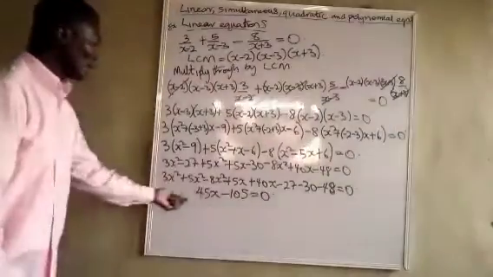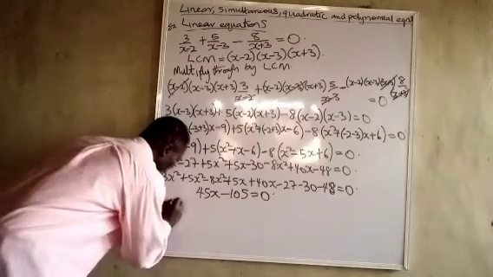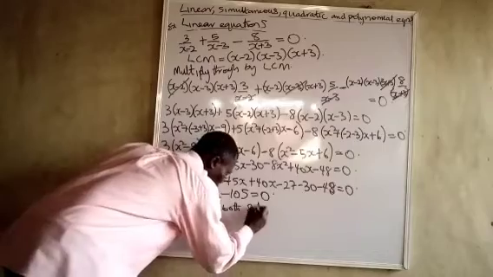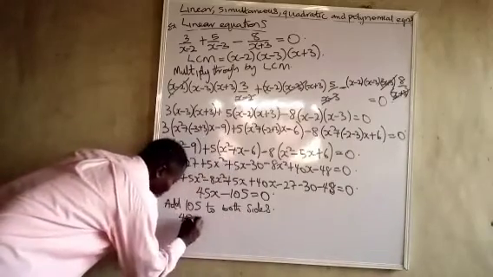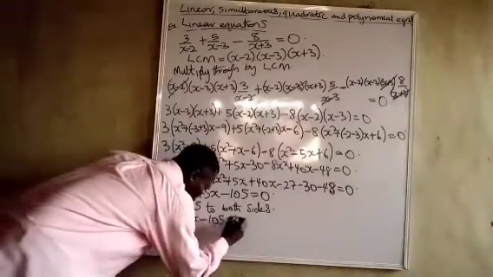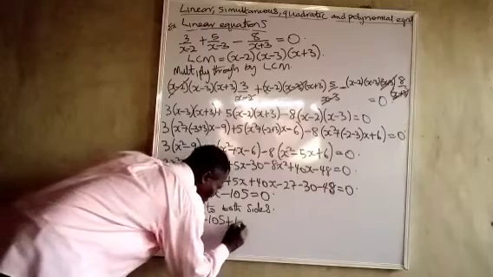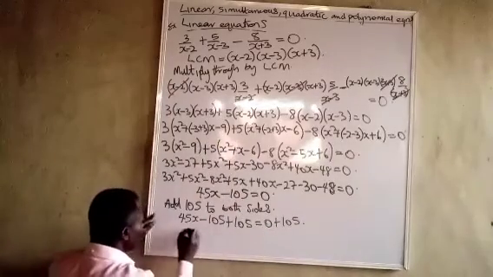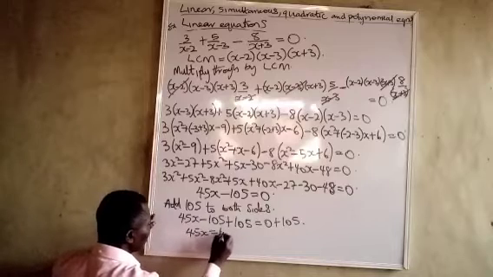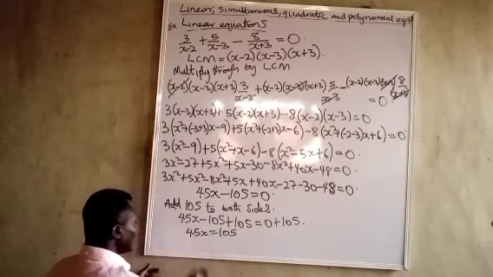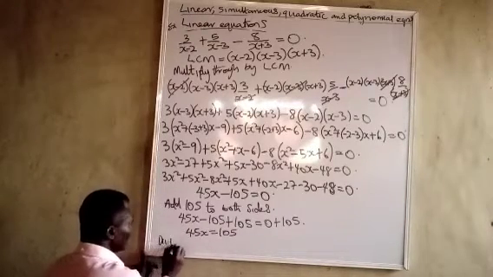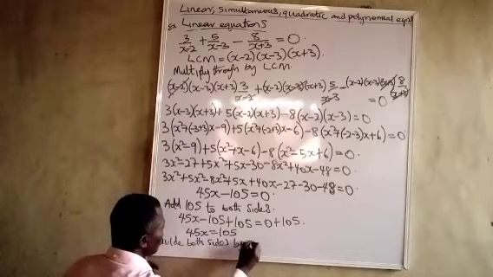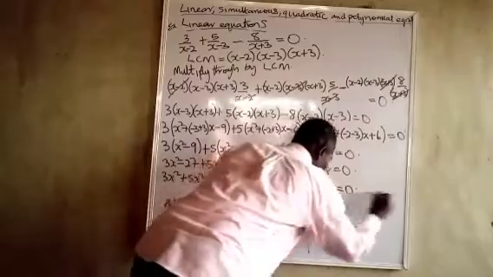So the next step is to add 105 to both sides. So I can say 45x minus 105 plus 105 is equal to 0 plus 105. So I can now say 45x is equal to 105. Now, the next step is to divide both sides by 45.